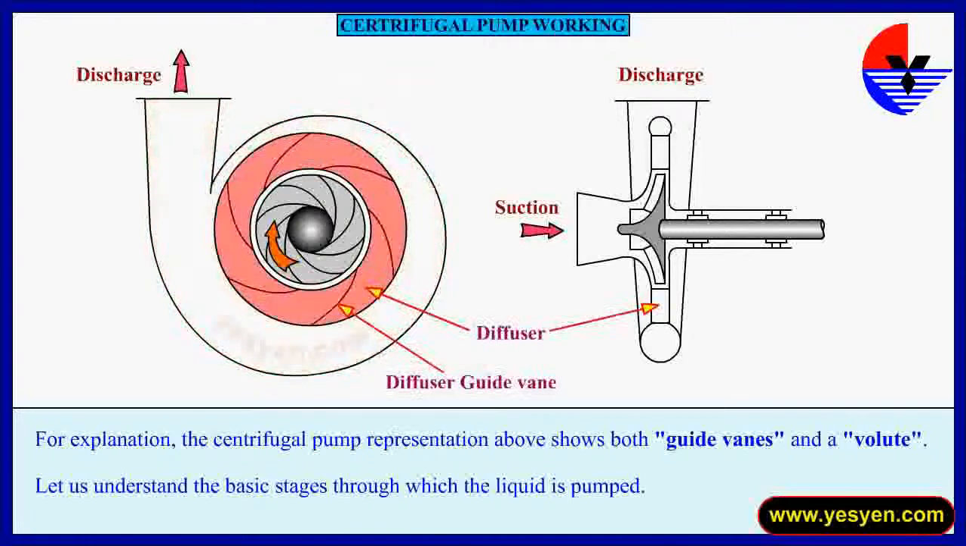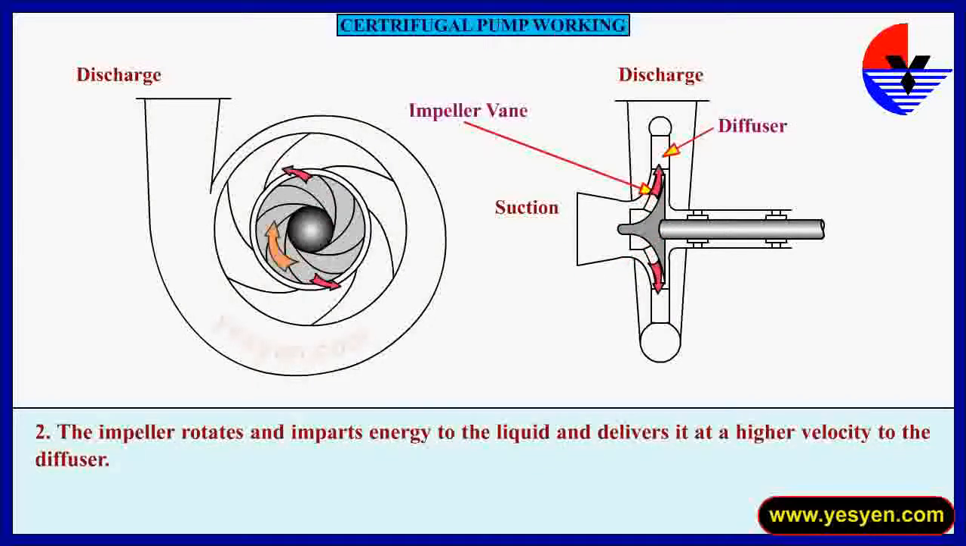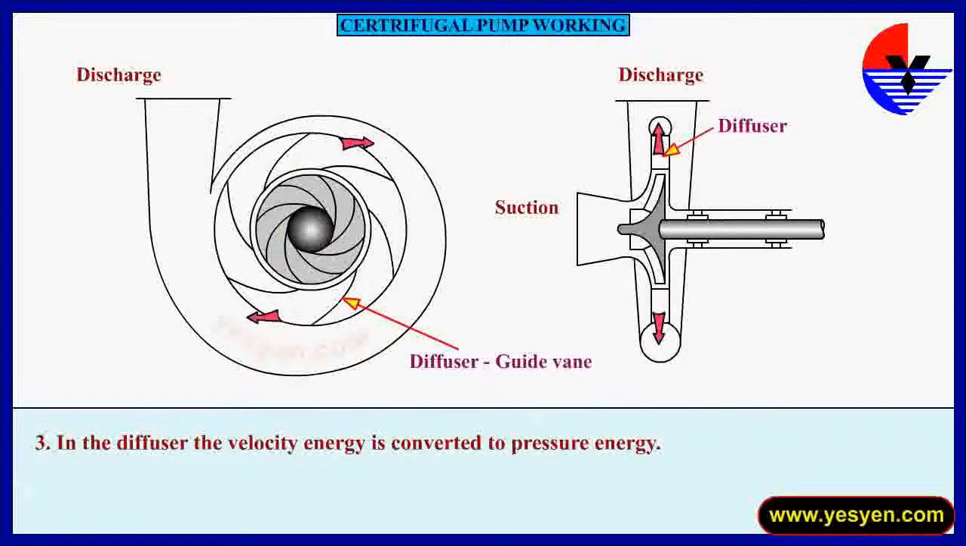Let us understand the basic stages through which the liquid is pumped. Liquid enters the pump through the inlet connection and enters the impeller. The impeller rotates and imparts energy to the liquid and delivers it at a higher velocity to the diffuser. The vanes of the diffuser are tangential to the impeller. In the diffuser, the velocity energy is converted to pressure energy.